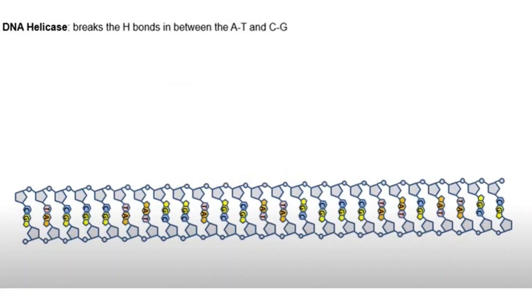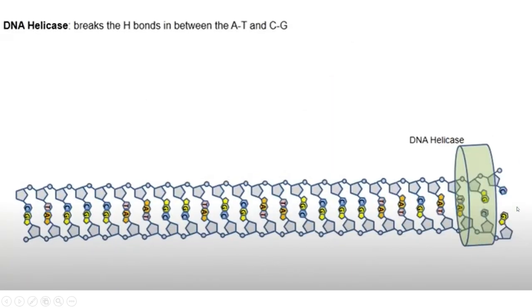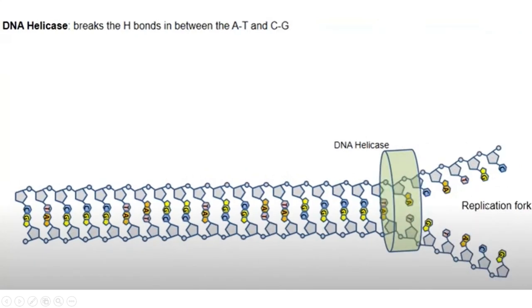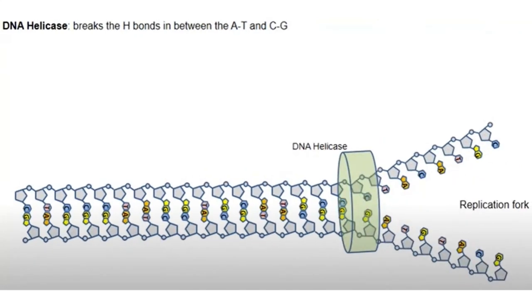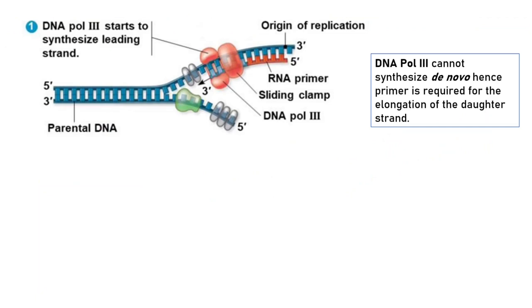Here's another viewpoint of what the DNA helicase does. Here it breaks down the hydrogen bonds between the A and the T and the C and the G. So in this case, the helicase will come into the picture, and then it will open up, remove the hydrogen bonds in between, and simply produce single-stranded DNA and what we call a replication fork, and that is how the DNA helicase does its job. Okay, so let's continue on.